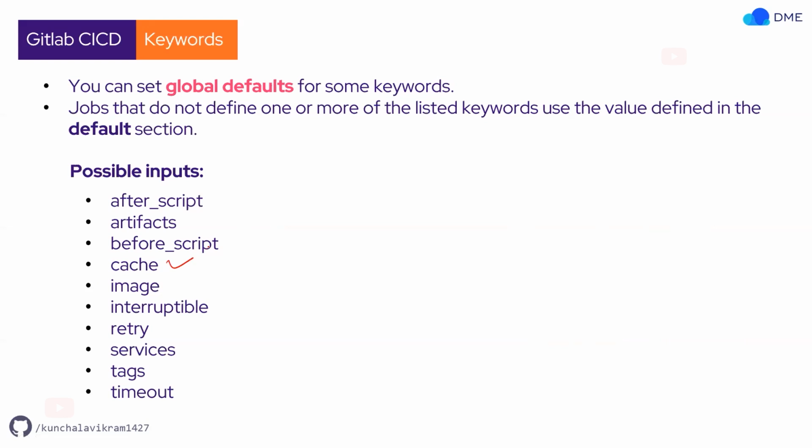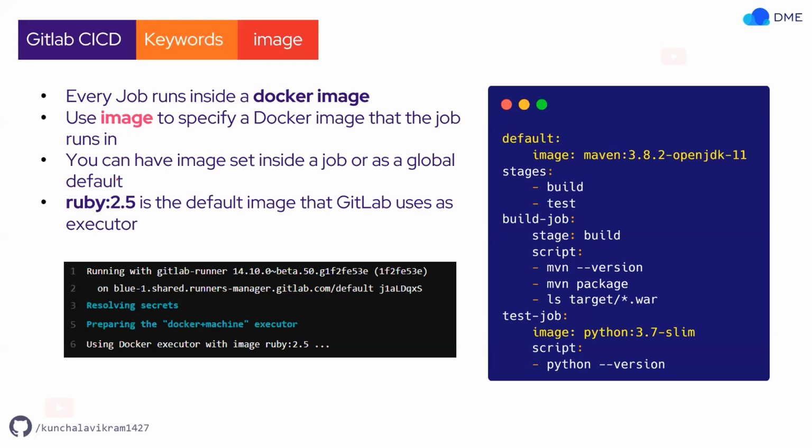Like, what is the cache that should be used, what is the artifact? So these are all the keywords. Even retry, count, timeout, you can set it at the global level, or you can set it at the job level. Whatever you set at the global level becomes a default for all the jobs.